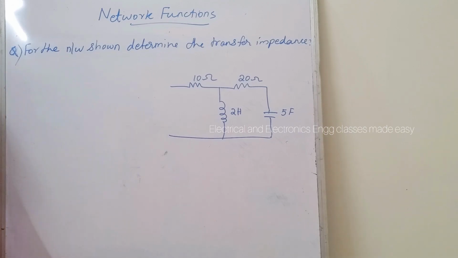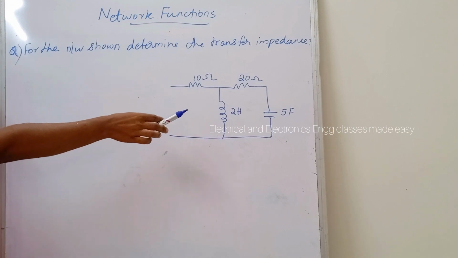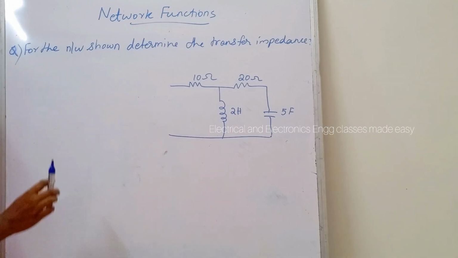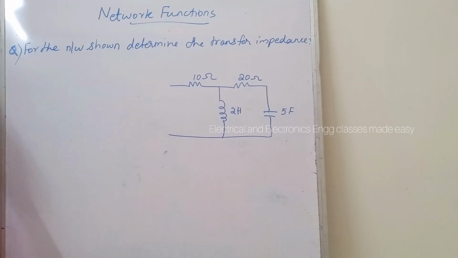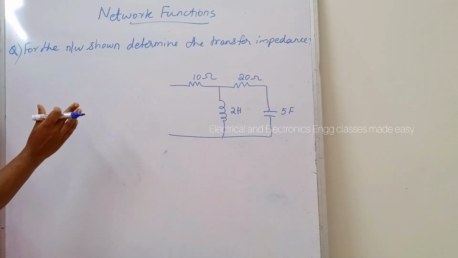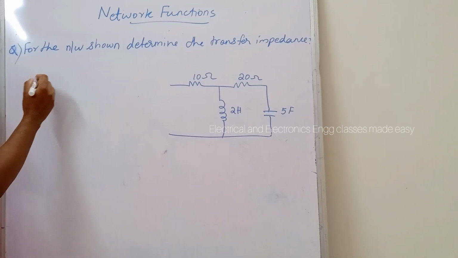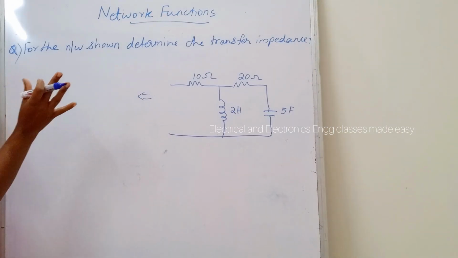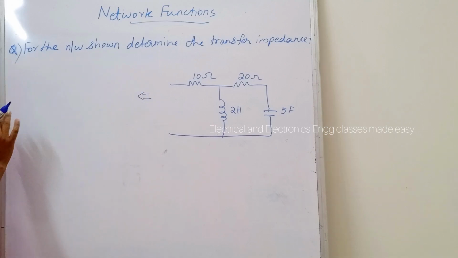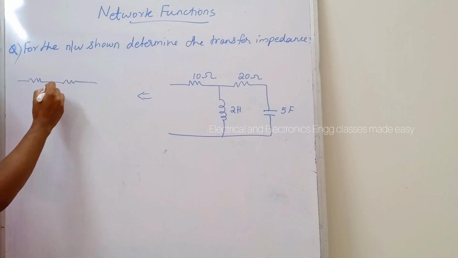So this is the given network, and the values are 10 ohm, 20 ohm, 2 Henry for the inductance and a 5 farad capacitance. Our first step is to convert these time domain functions into S domain functions. So first of all, we have to transform this network into S domain. For that, redraw the network.